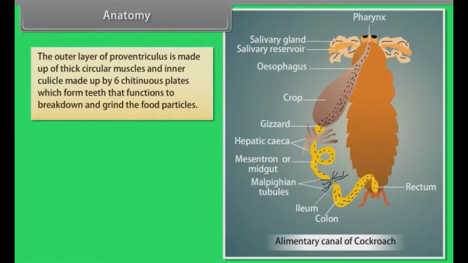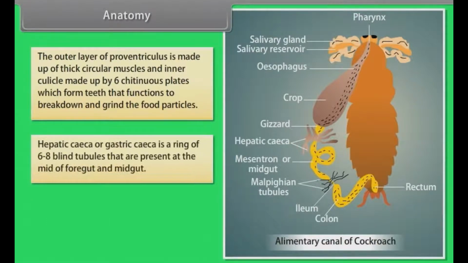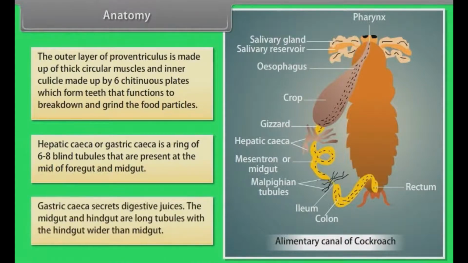The outer layer of the proventriculus is made up of thick circular muscles and an inner cuticle made up of 6 chitinous plates, which form teeth that function to break down and grind the food particles. Hepatic caecae or gastric caecae is a ring of 6 to 8 blind tubules present at the junction of foregut and midgut. Gastric caecae secrete digestive juices.